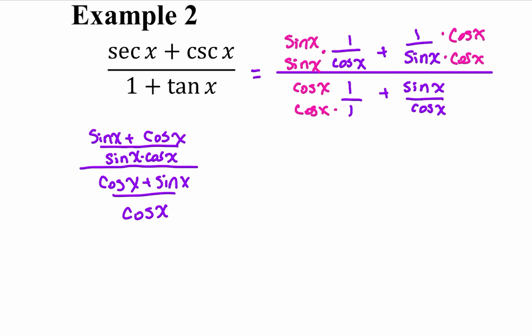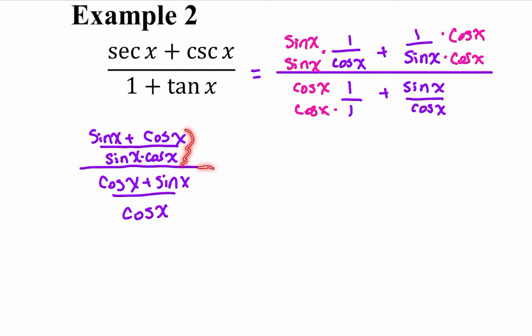Now, one thing I do want to point out while we're here. Some people might look at this top part right here and be like, oh, hey, this sine and this sine can cancel, and this cosine can cancel. That would be okay if that was a multiplication. But since this is addition right here, that doesn't work. You cannot do this unless it's multiplication completely on the top or the bottom. So keep that in mind.